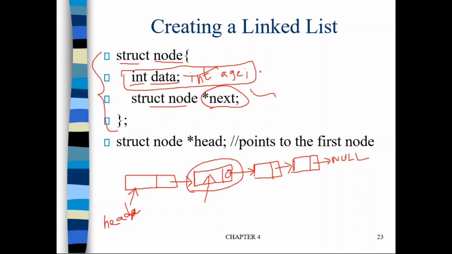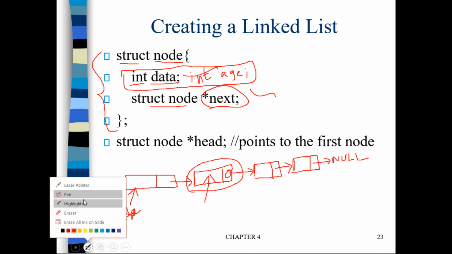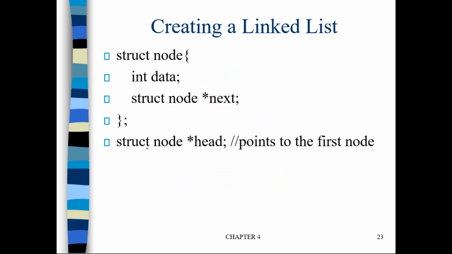Like that, you can have more than one data item also. But it should have a pointer which should point to the next node. So this is how we define this. This is how the node data structure can be implemented. Next, as we already discussed, the head node should always point to the first node.